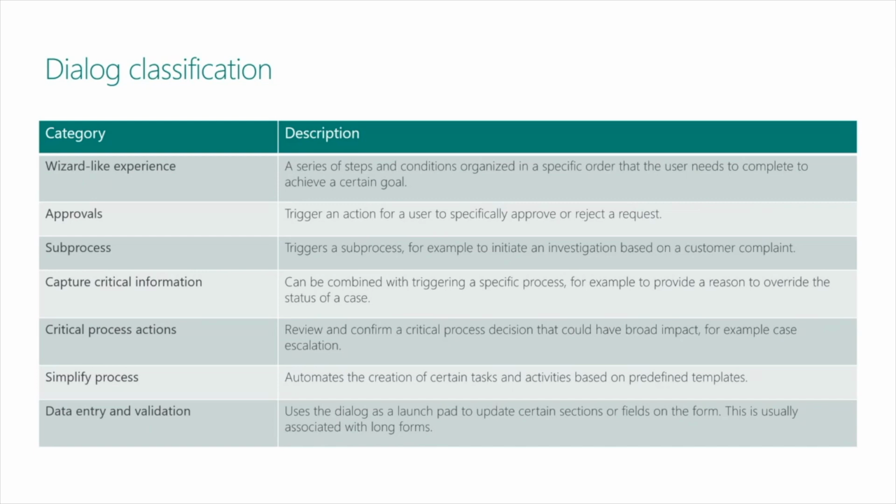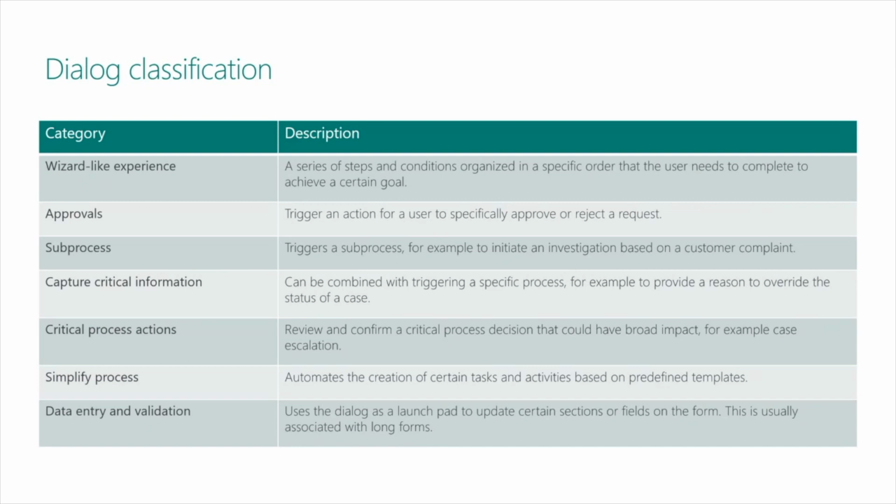And also critical process steps, so that you review and confirm a critical process decision that could have a broader impact. For example, if you want to escalate your case, you could potentially have a dialogue that would escalate the case along with providing a little bit more details, like why are you escalating the case, add a few comments, select a reason for the escalation, and so on.